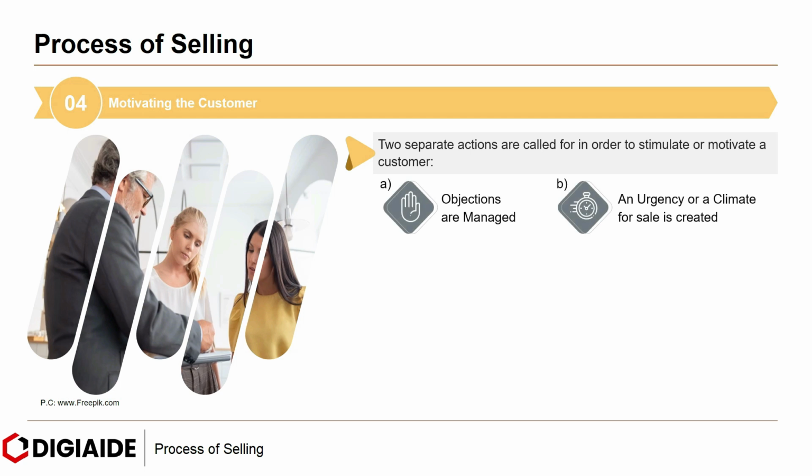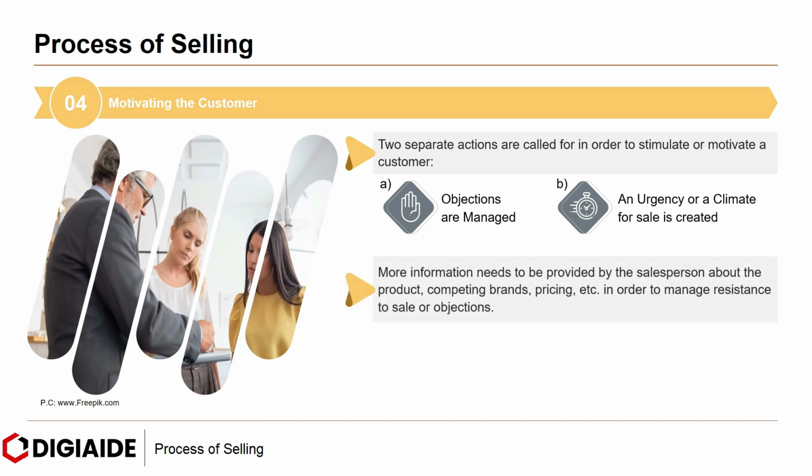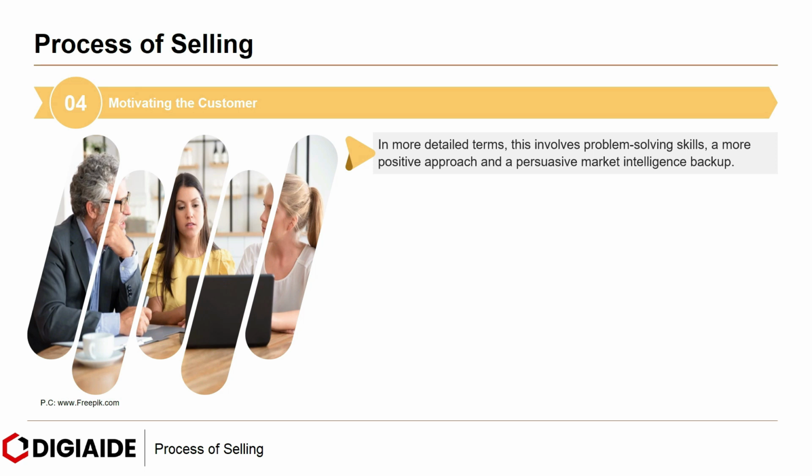First, customers' objections are managed, and second, an urgency or a climate for sale is created. More information needs to be provided by the salesperson about the product, competing brands, etc. in order to manage any resistance to a sale or objection. In more detailed terms, this involves problem-solving skills, a more positive approach, and a persuasive market intelligence backup. In the sales process, this is the most challenging step.